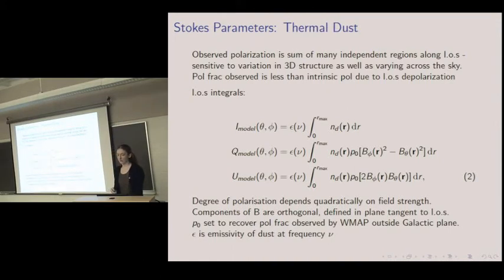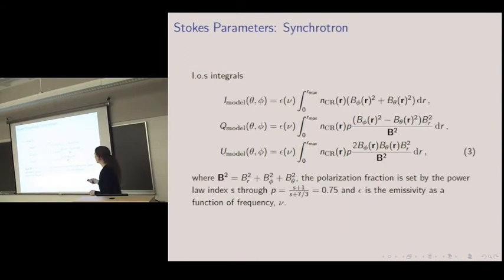And then for the case of synchrotron radiation, the line of sight I, Q and U integrals are quite similar. However, in this case, you have the cosmic ray electron density here, and a different dependence on the magnetic field strength. And R max is set to 30,000 parsecs, so much greater than the size of the galaxy.